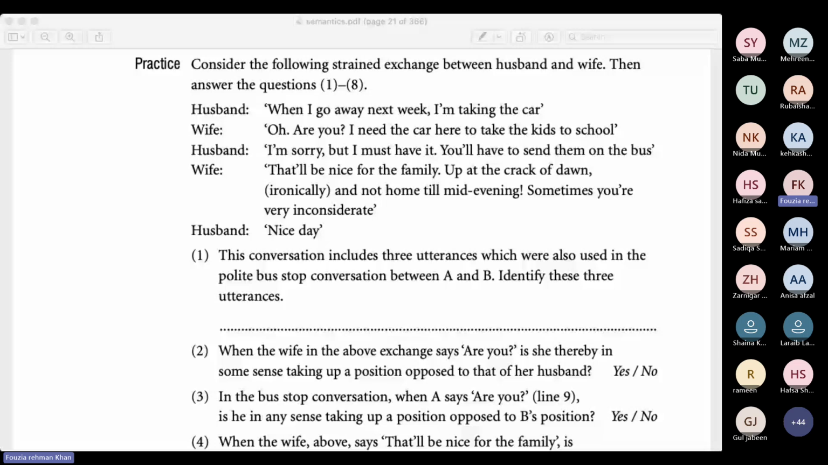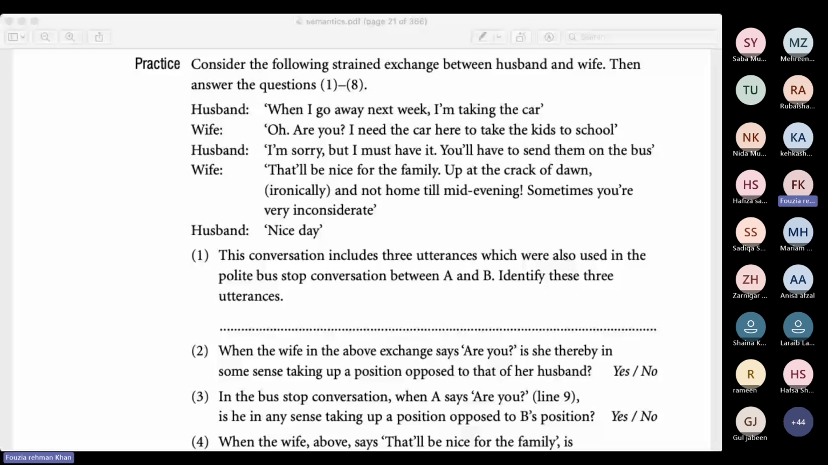She shows her anger, and she shows her surprise also, about what the husband intends to do by taking the car the next week, leaving the family, the kids and the wife without the car, right? So the sentence meanings are the same in the two conversations, but since they are uttered in two different situations by two different people who are in a different relationship, the meaning changes, the speaker's meaning changes.